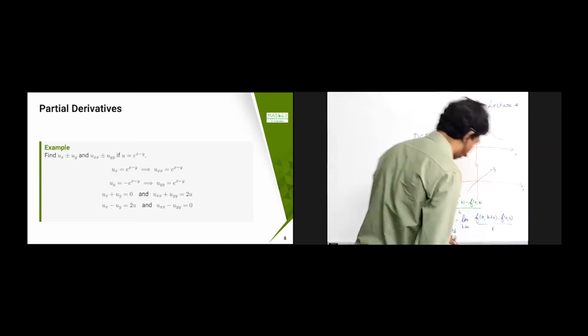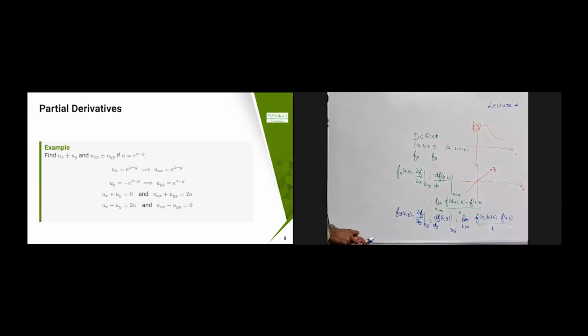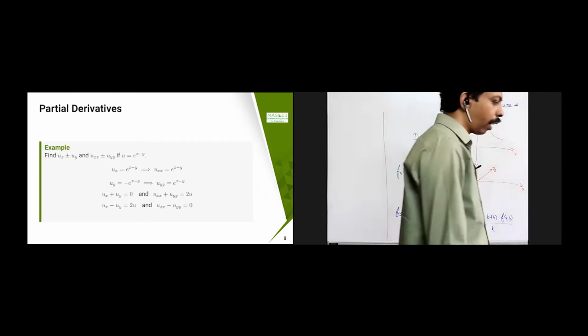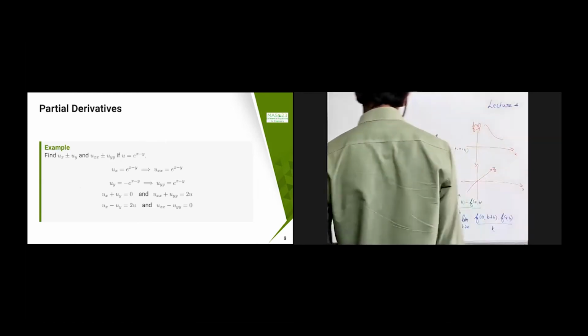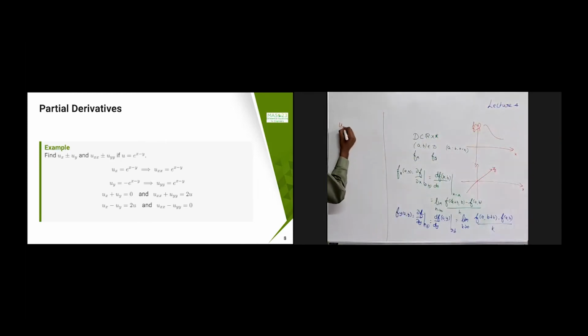Suppose I have problems like: I have to find what my u_x and u_y are, and you can see what the values are. For example, u equal to e power x minus y. Now what is u_x? I keep y as constant and differentiate. Therefore this is e power x minus y, into the derivative of x minus y with respect to x, that is 1. Therefore this is e power x minus y.